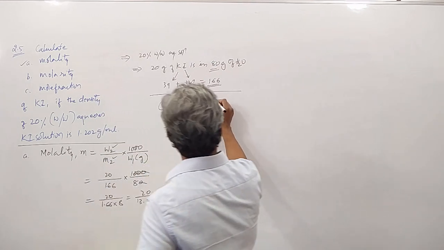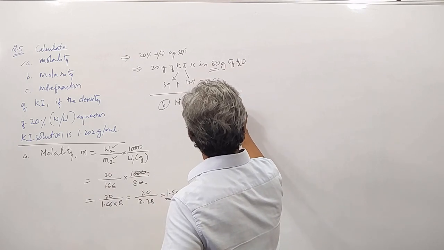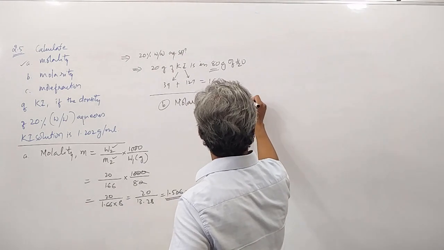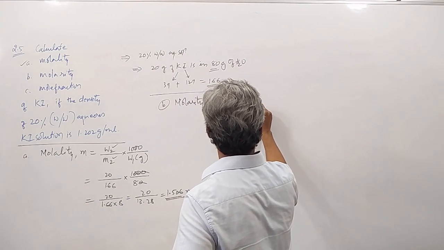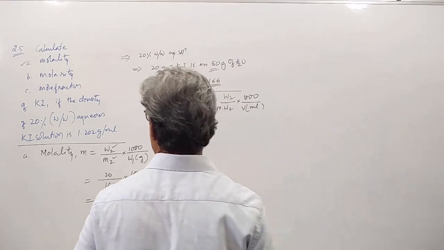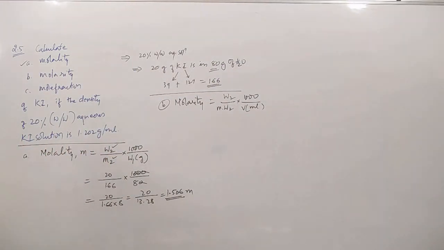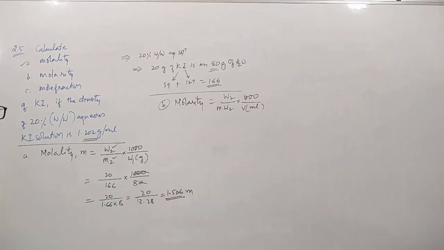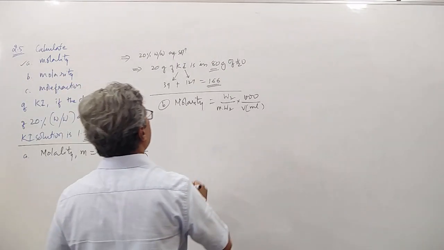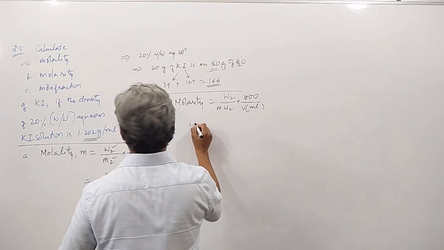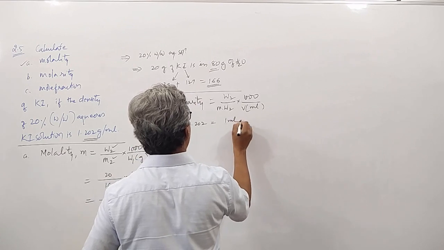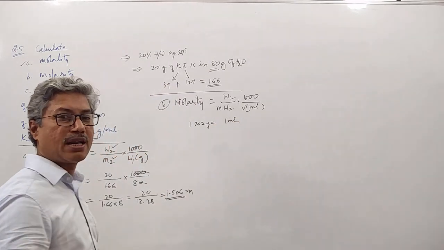Molarity. Here W2 divided by molecular mass of solute into 1000, divided by volume of solution in ml. See students, here density is given, by which you will have to calculate the volume. See here, 1.202 gram is the weight of 1 ml.